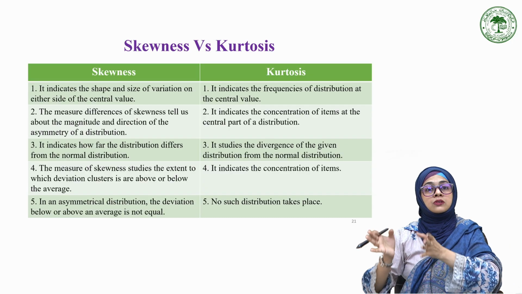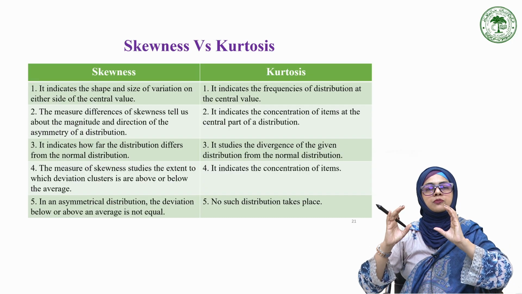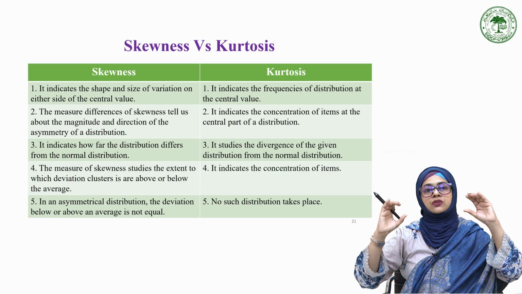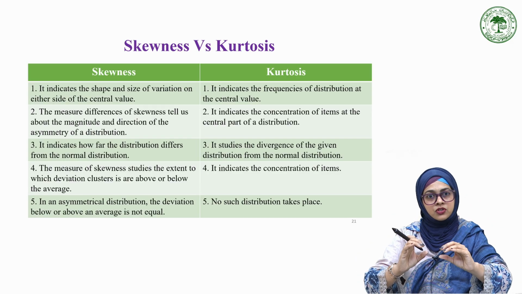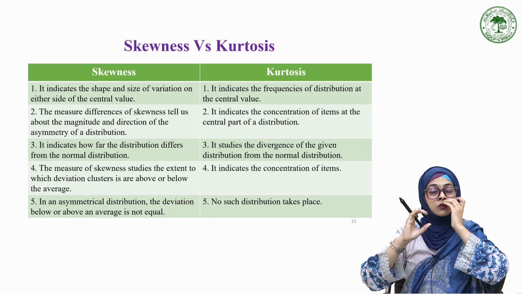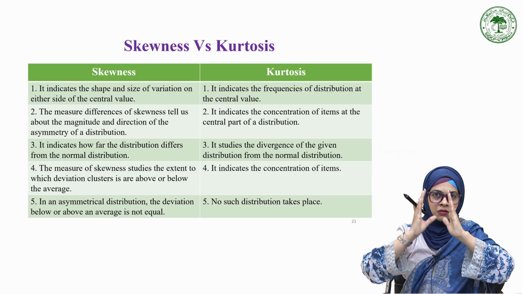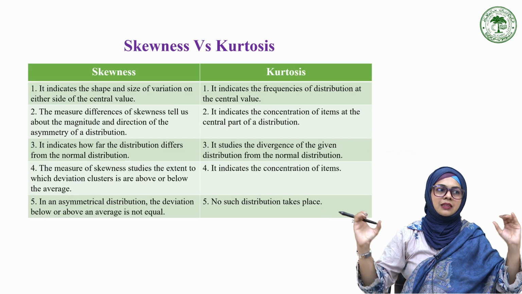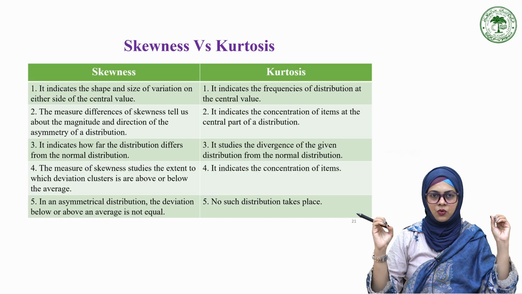But kurtosis, on the other hand, is the frequency of distribution at the central value. It indicates the concentration of items at the central part of the distribution, and basically it is also indicating where the concentrations are and how the outliers are in the tail region.